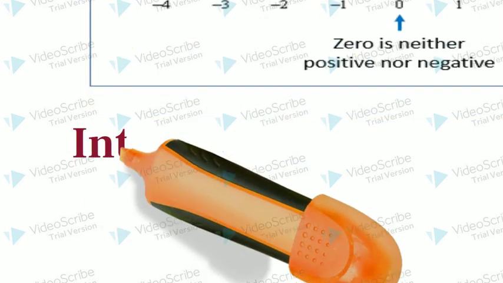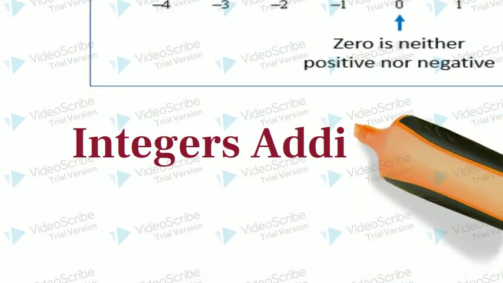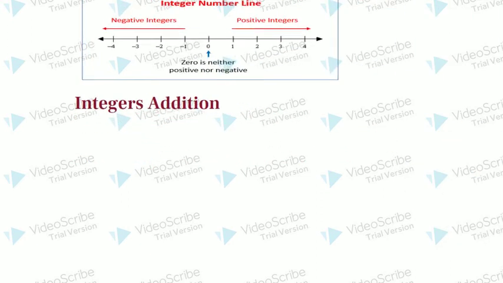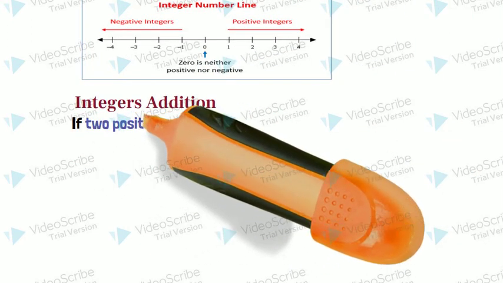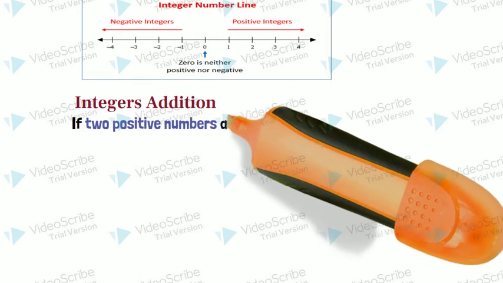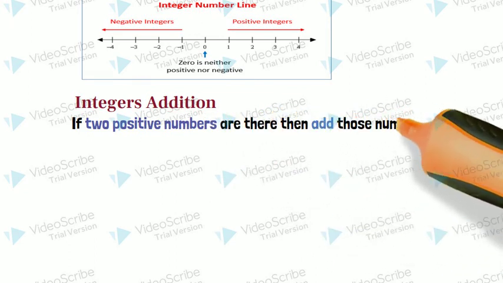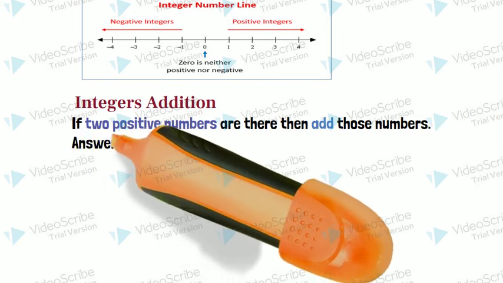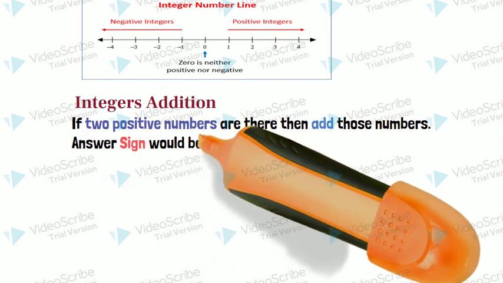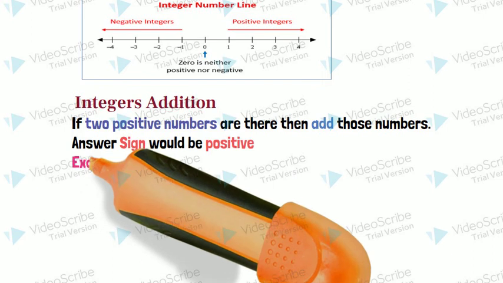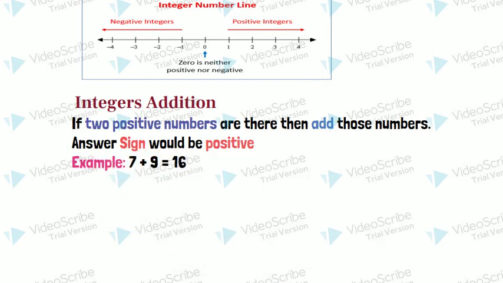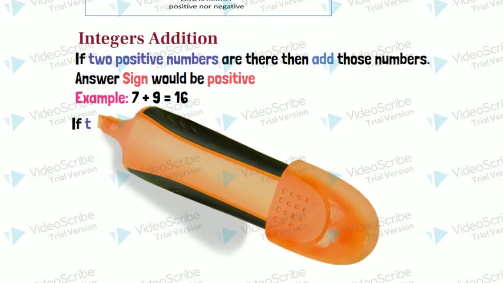So integers addition, let's have a look. If we are adding two positive numbers, then we need to simply add those numbers, and if we talk about the sign of the answer, so sign would be positive in that case. Let's take an example. 7 plus 9 would give us result 16 with the positive sign.